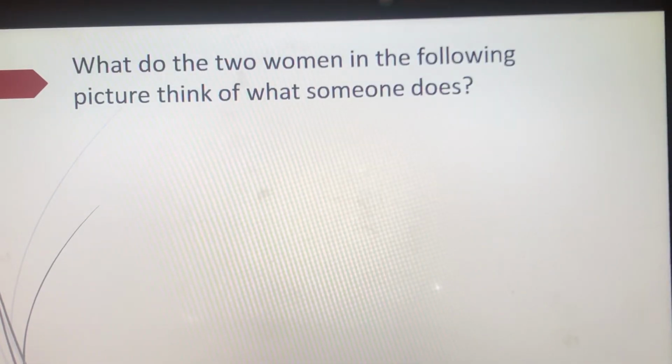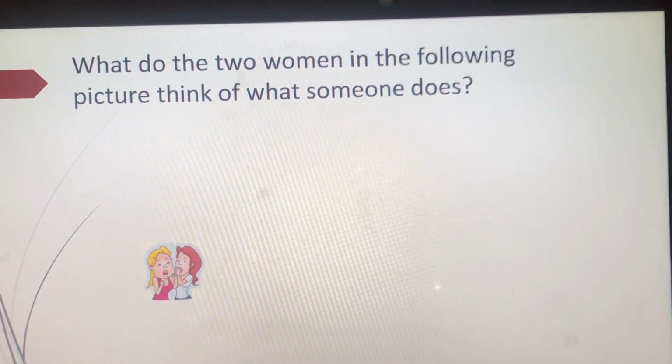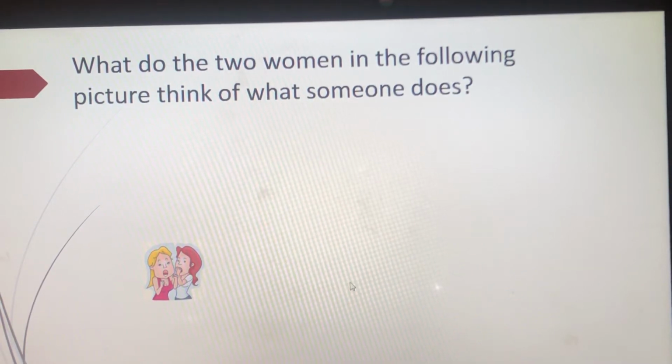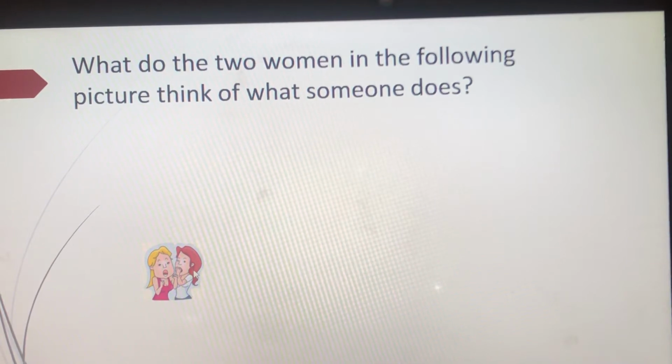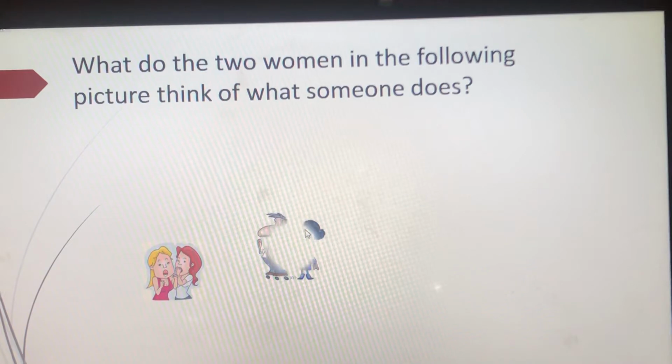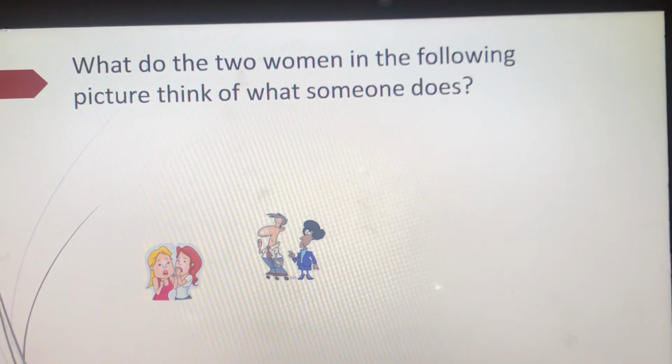Now look at the picture from your grammar package, page 57. You see there are two women, okay? Two women here in the picture. So let's talk about what they think of what someone does. The first person they're talking about is this man, Peter. Okay, so how do we apply the pattern?